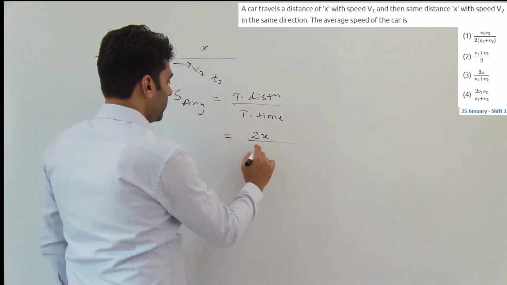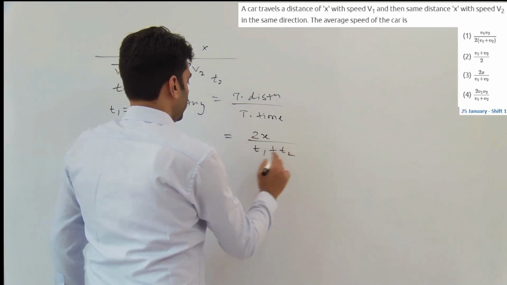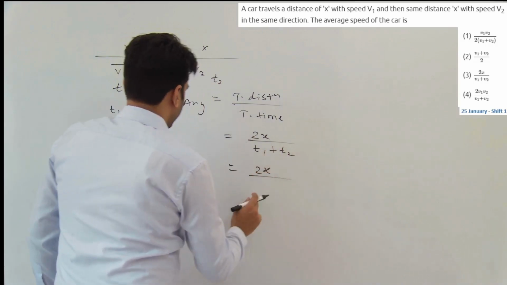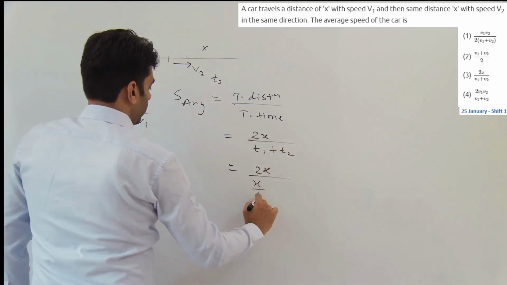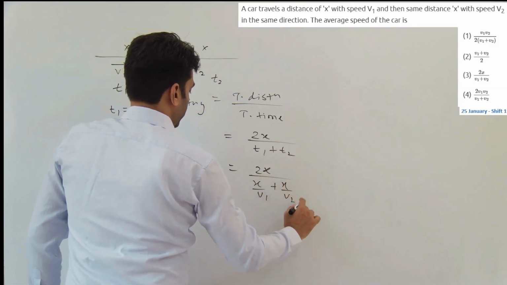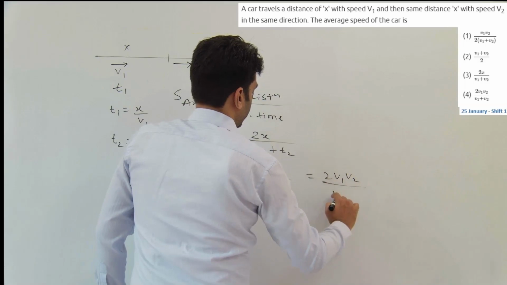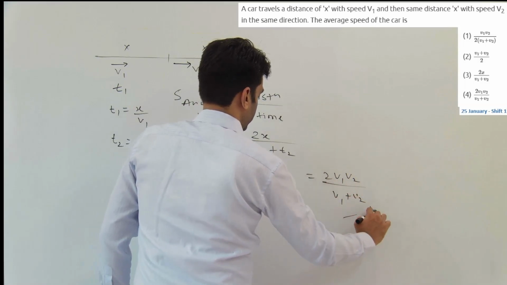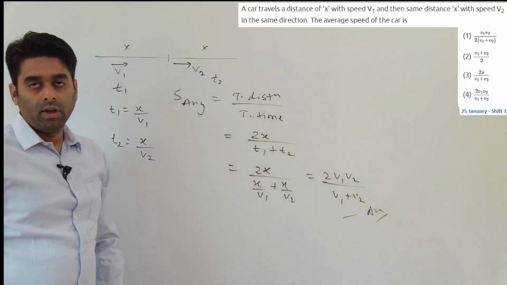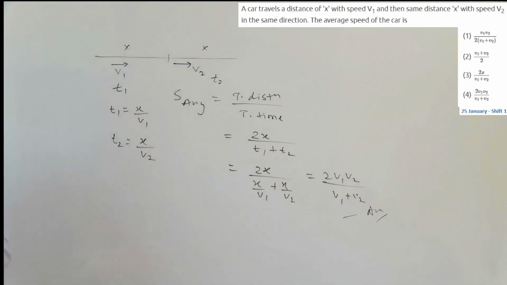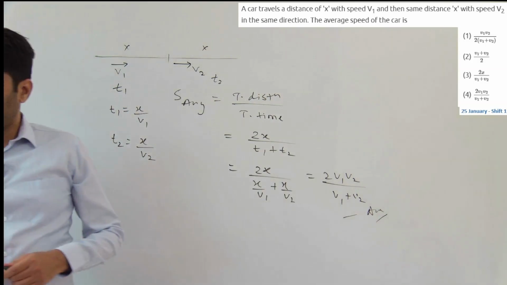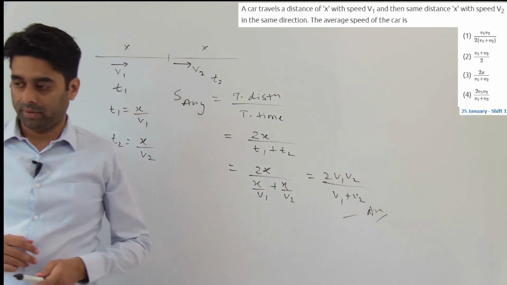So total distance 2x by total time. Total time is T1 plus T2. Let me write it. 2x by x by v1 plus x by v2. When we simplify it, solve it, we'll get 2v1 v2 by v1 plus v2. This is our answer, right? This will be the 4th option, the last option, 2v1 v2 by v1 plus v2. Fine.